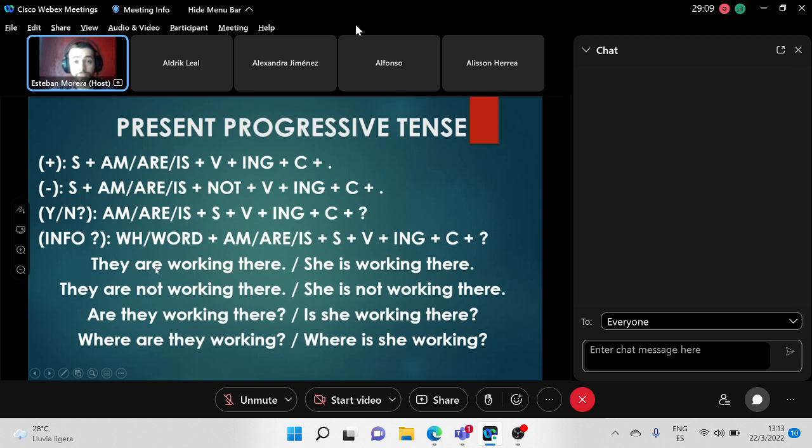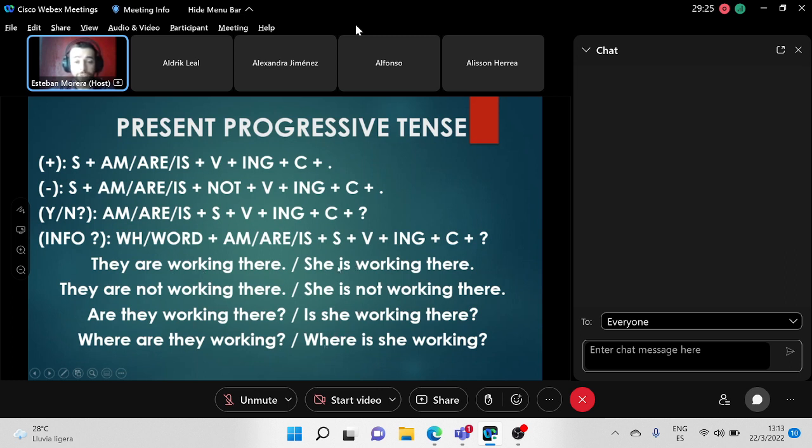Okay, more examples of present progressive sentences. They are working there. She is working there. They are not working there. She is not working there. Are they working there? Is he working there? Where are they working? Where is he working?